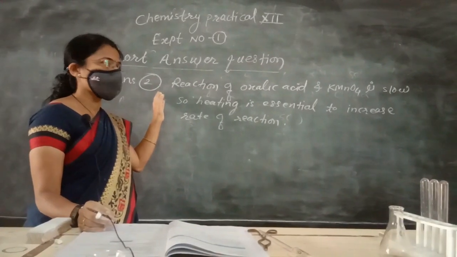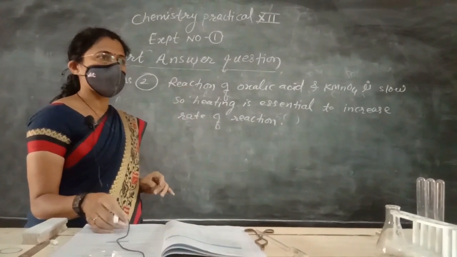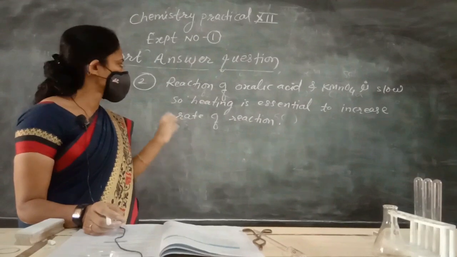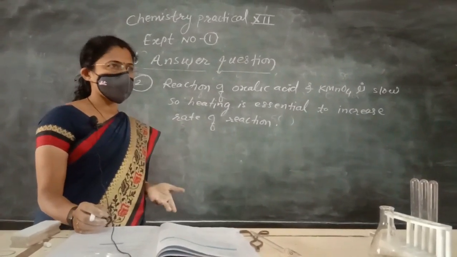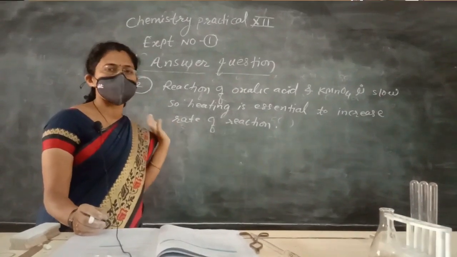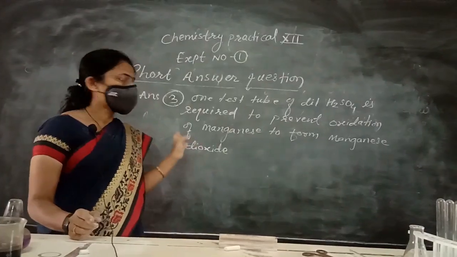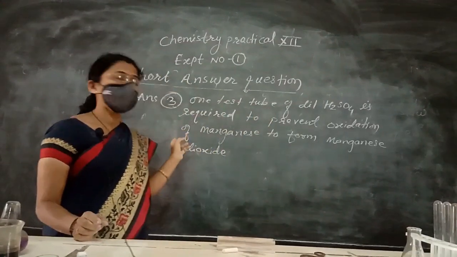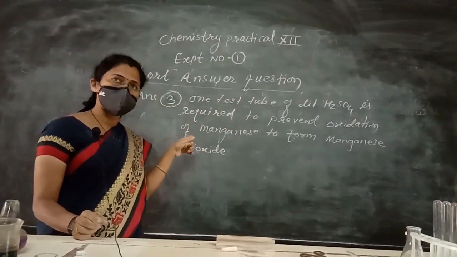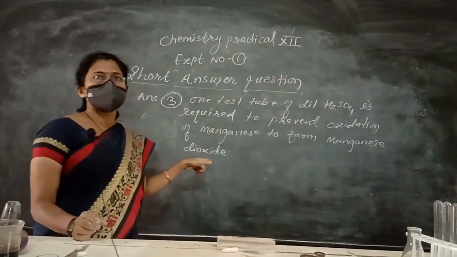Ma'am, why is heating essential in this experiment? In this reaction, the oxalic acid and KMnO4 react very slowly. So when we heat it, temperature increases and rate of reaction increases. So the heating is essential. Why is H2SO4 added in this experiment? In this experiment, we add dilute H2SO4 because it prevents the reduction of manganese to manganese dioxide.